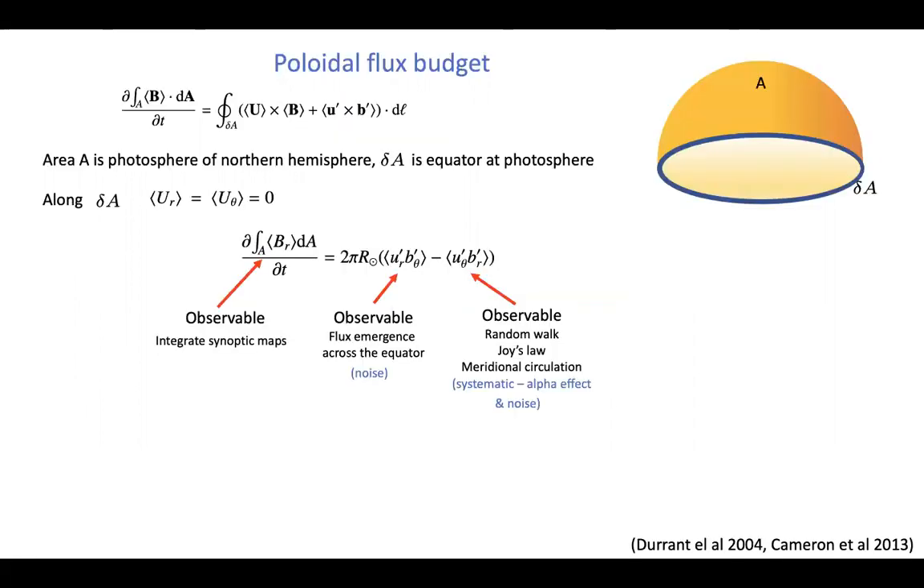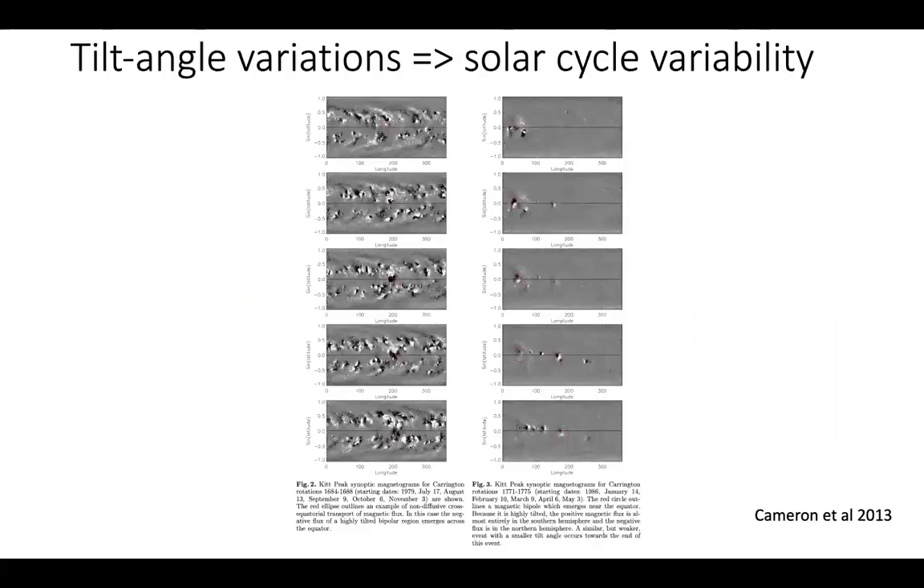The first term is U_R B_theta. This is flux emergence across the equator. Flux emergence of highly tilted field across the equator. And here we have two examples.